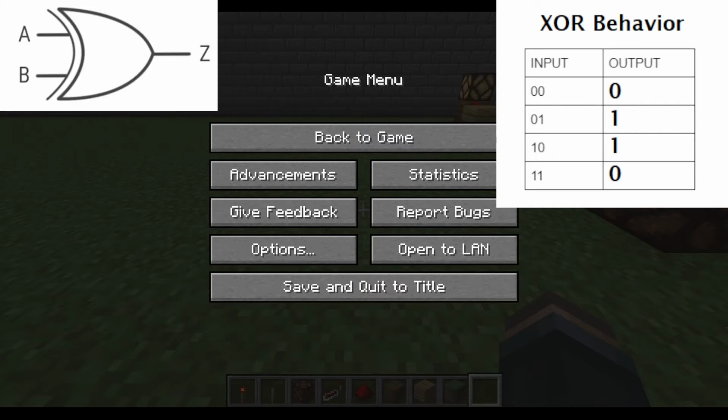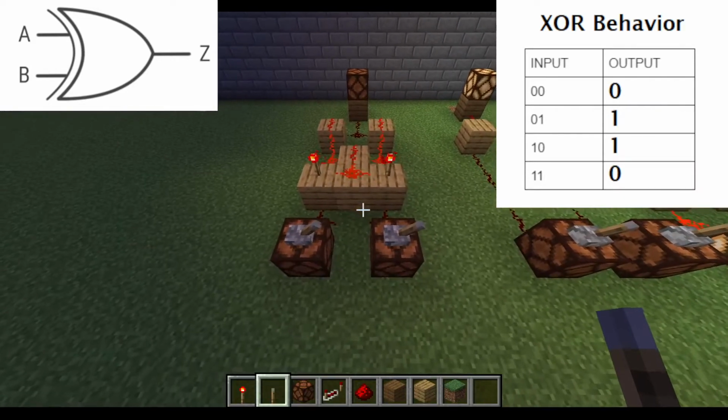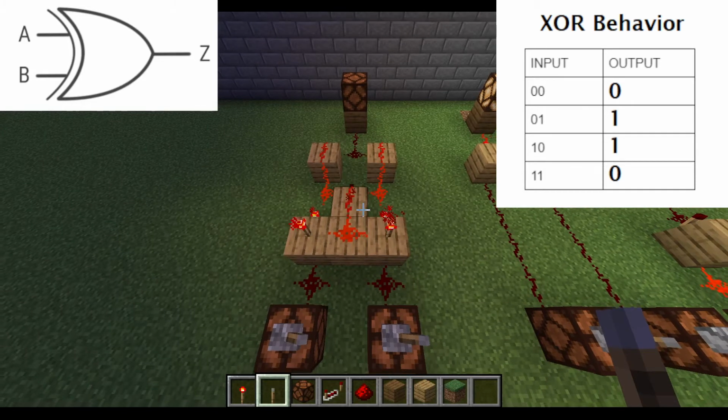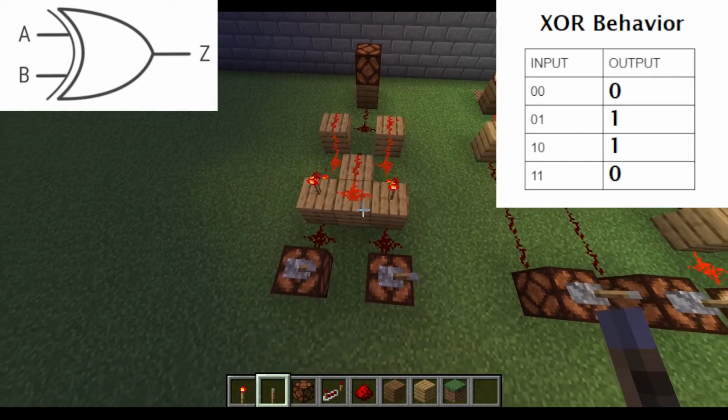And here's the symbol for our XOR gate. It looks kind of like the OR gate, but has that line that makes it different from the normal OR gate. So this XOR gate is actually not my design. I got it from Minecraft101.net because the XOR gate is pretty complicated and I didn't want to sit here and try to figure it out.